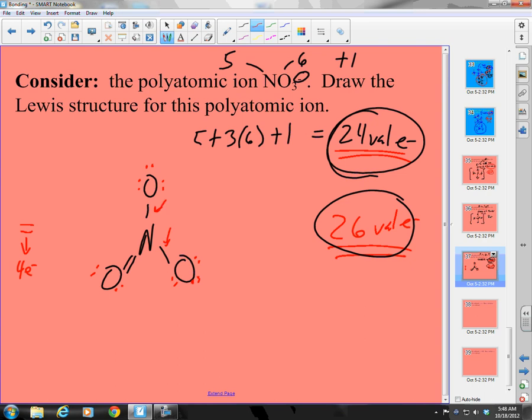2, 4, 6, 8, 10, 12, 14, 16, 18, 20, 22, 24. I have 24 pictured here. How many electrons are on my oxygens? 2, 4, 6, 8, 2, 4, 6, 8, 2, 4, 6, 8. How about my nitrogen? 2, 4, 6, 8. Good. So that would be correct.